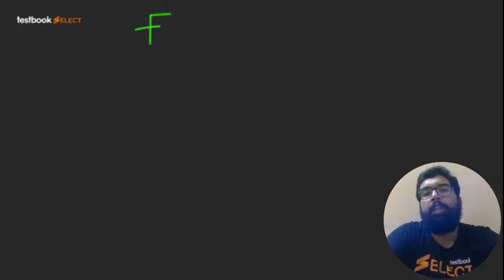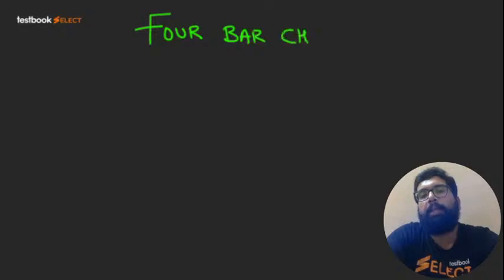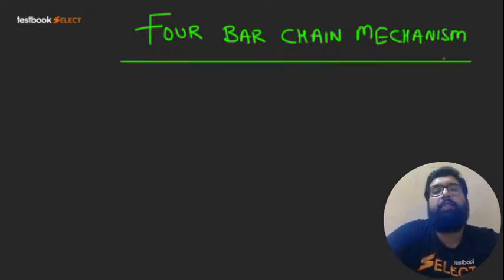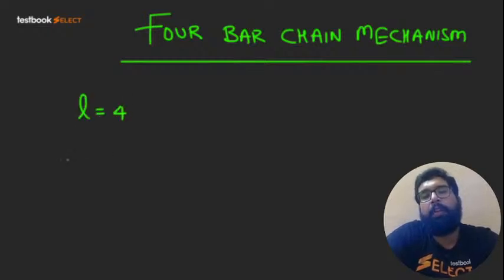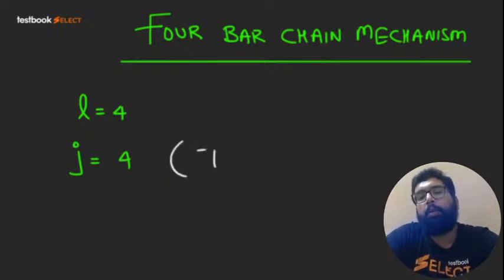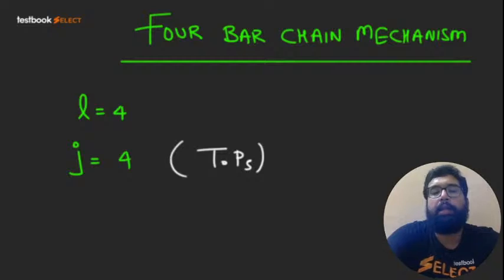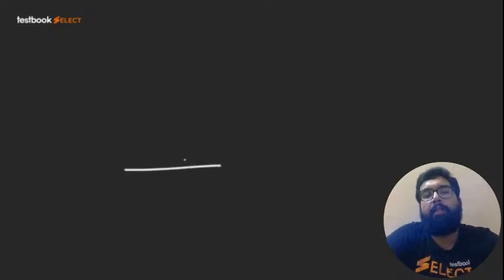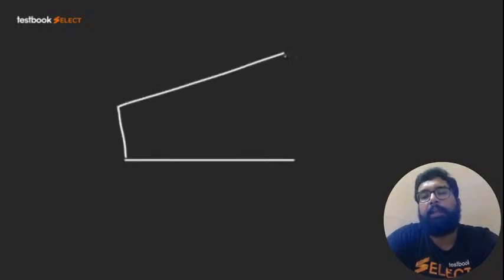Now, we will be analyzing this. So we have a 4-bar chain mechanism. Now, please understand this. What are they asking you? In a 4-bar chain mechanism, we have 4 links and we have 4 joints, and all 4 joints are turning pairs only. So let us have a 4-bar chain mechanism drawn.